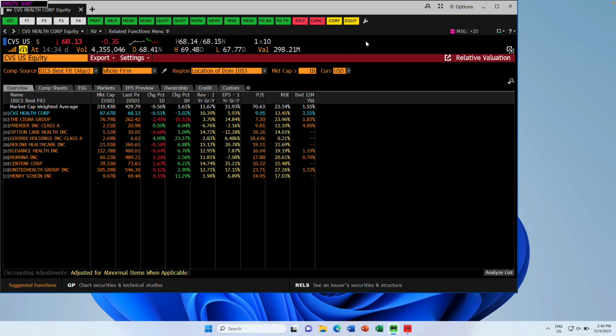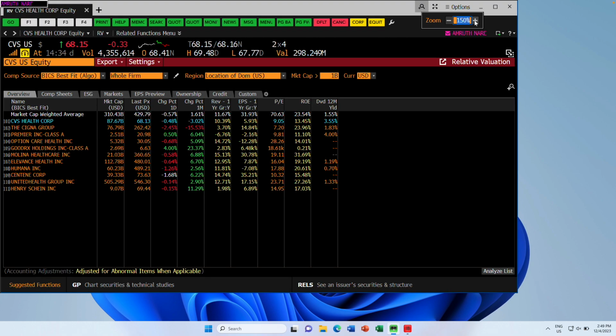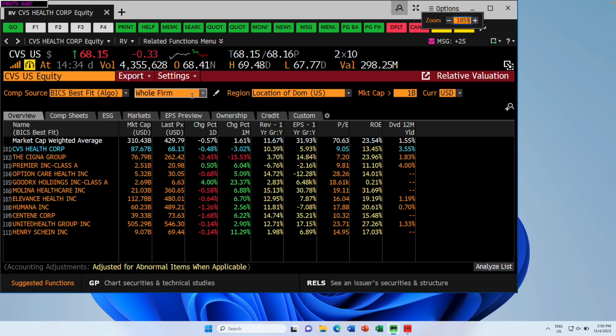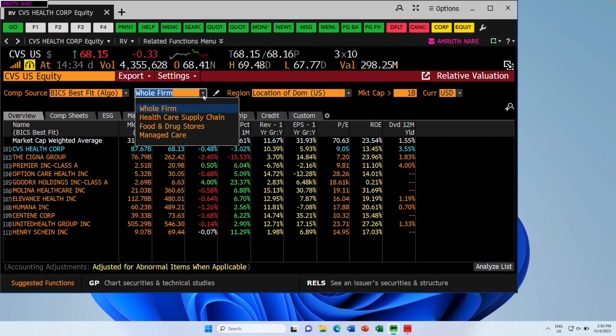Where is it? Oh, here it is. Options. Make it a little bit bigger, easier to see. All right, so if you click here on CVS's peers, first thing you'll notice is it's got 3 businesses.